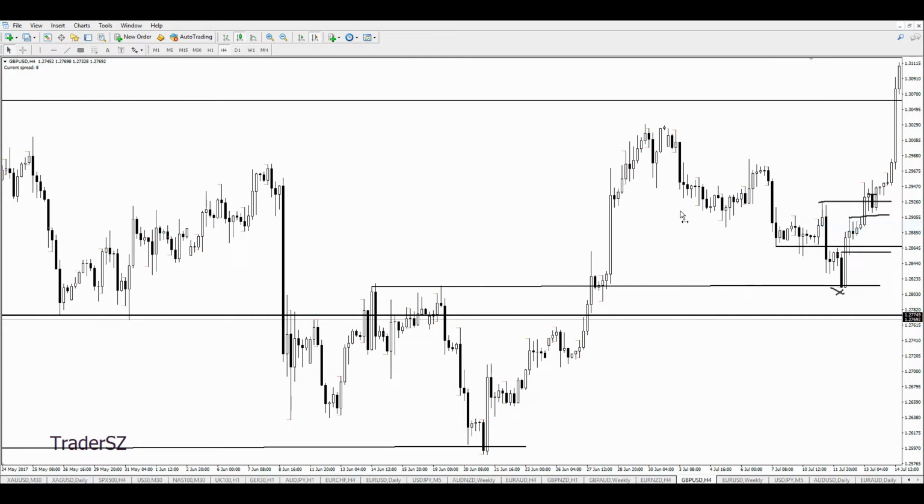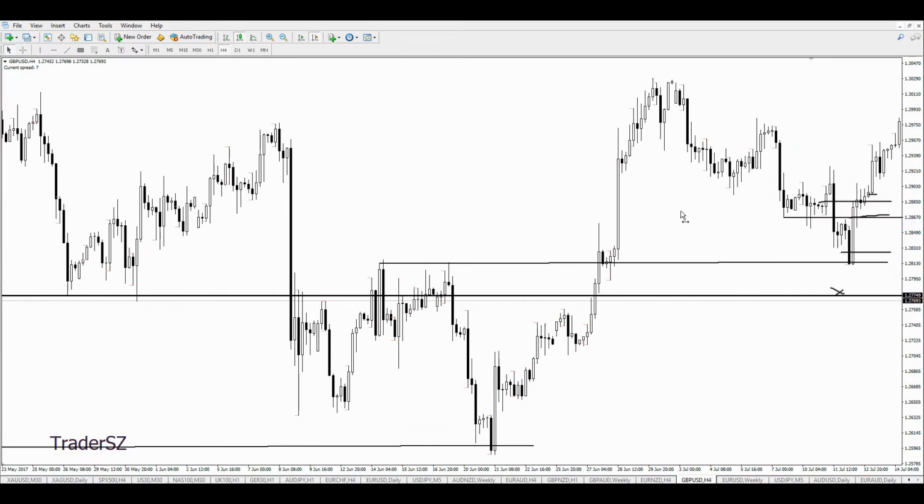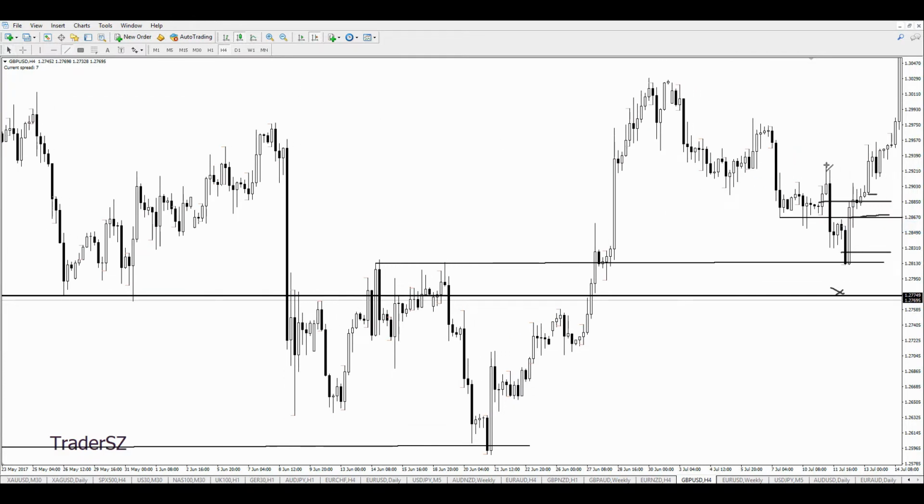Okay, and then it starts to turn. So let me just mark this out using SR only. Okay, this is not even using blocks or anything, just basic SR. That's all I use really for my swing.